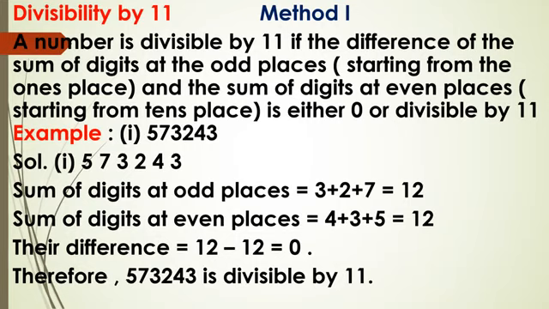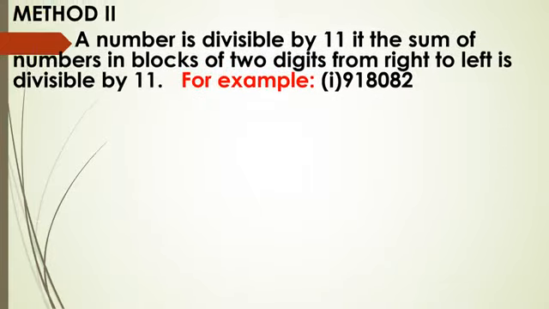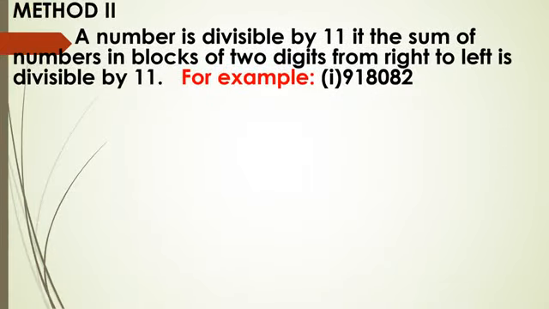Now see the second method. A number is divisible by 11 if the sum of the numbers in blocks of 2 digits from right to left is divisible by 11. Means in this method we have to make pairs of two digits, starting from the right side.